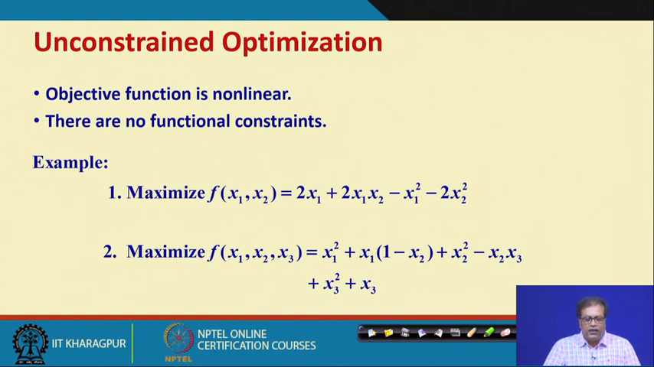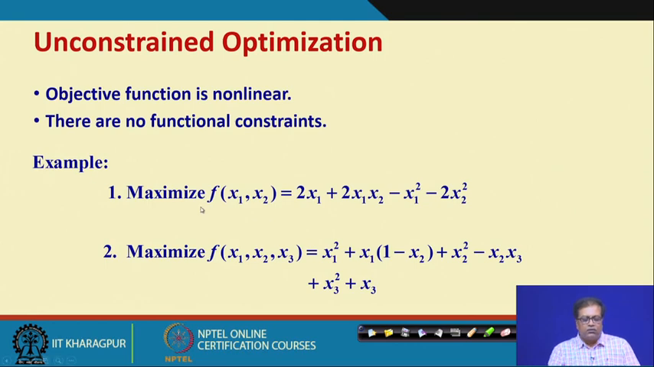So, let us look at an unconstrained optimization problem. We have an objective function which is nonlinear and there are no functional constraints. Here are some examples: maximize f(x1, x2) = 2x1 + 2x1x2 - x1^2 - 2x2^2. See, this is a nonlinear function, but there are no constraints. So, that is an unconstrained optimization problem.